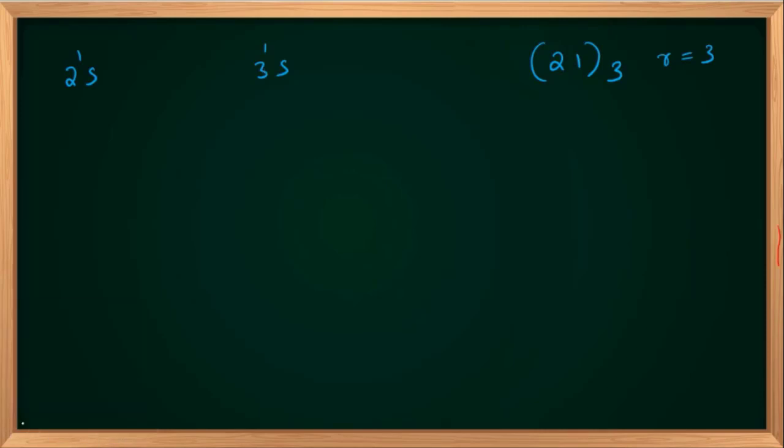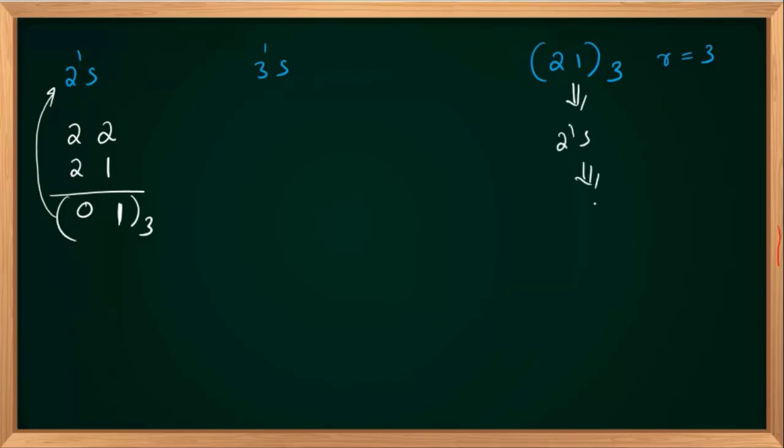To obtain r minus 1's complement, it's very simple. I should write base minus 1, which is 2, and we have 2 digits. So I should write 2, 2. Then I should subtract digit-wise the given number. So 2 minus 1 is 1. 2 minus 2 is 0. So the 2's complement of 2, 1, base 3 will be 0, 1, base 3.